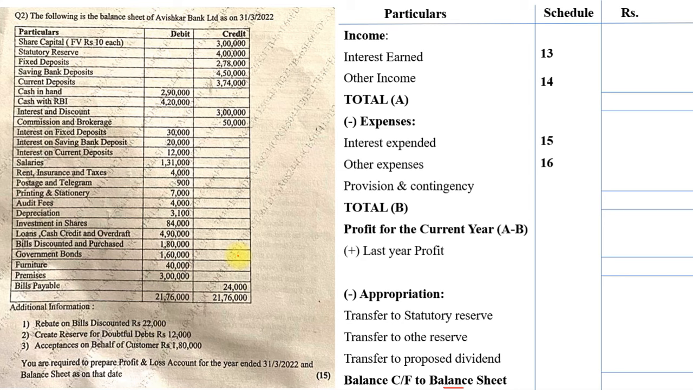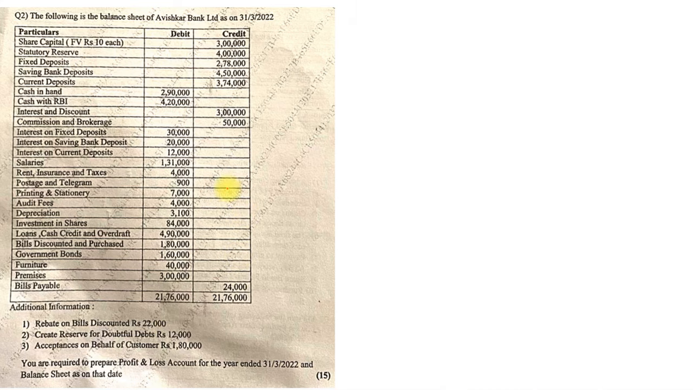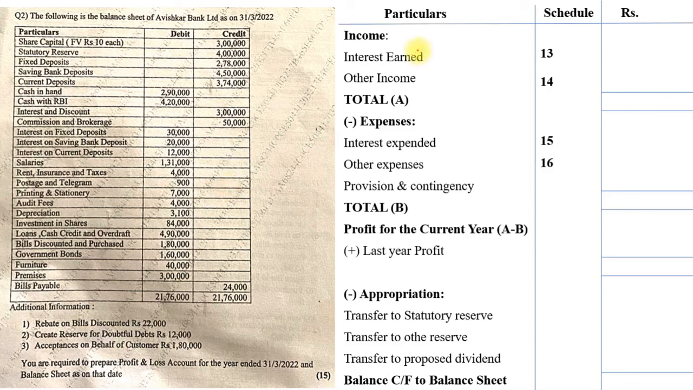Okay. So let us start solving it. We will first start with the income statement, or P&L account as we call it. In the P&L account, the very first thing we need to find is interest earned, that is under schedule 13. Okay. Now from the question, let us check, so these are all income. Income meaning we'll have to look at the credit side.